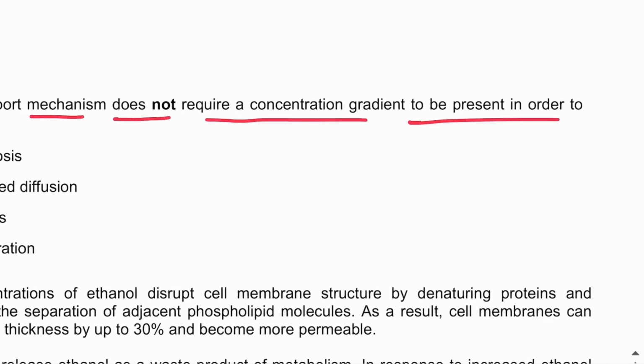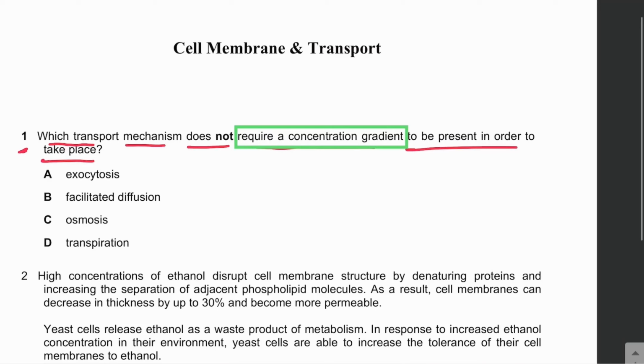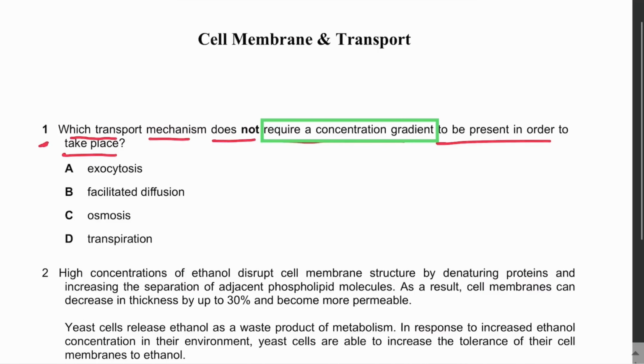So guys, what is actually meant by requiring a concentration gradient? A process requires a concentration gradient when the molecules have to move from a higher concentration to lower concentration. So passive processes like diffusion and osmosis require a concentration gradient. Facilitated diffusion requires a concentration gradient, osmosis requires a concentration gradient, transpiration also involves diffusion of water vapor from a higher concentration to lower concentration from the leaf to the atmosphere.